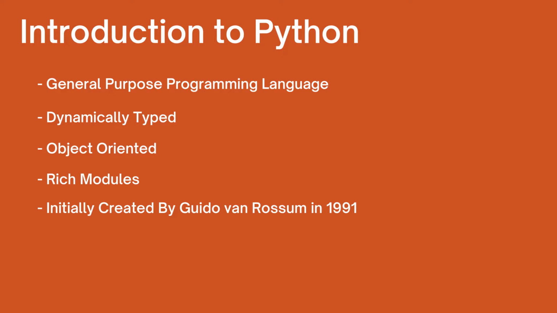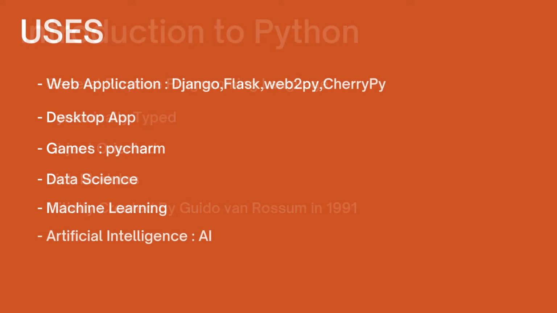Python is also an object-oriented programming language. It has rich modules which will make programming easier for you. Python was initially created by Guido van Rossum in 1991, and after that the Python Software Foundation has been maintaining it. So the general uses of Python are web applications.